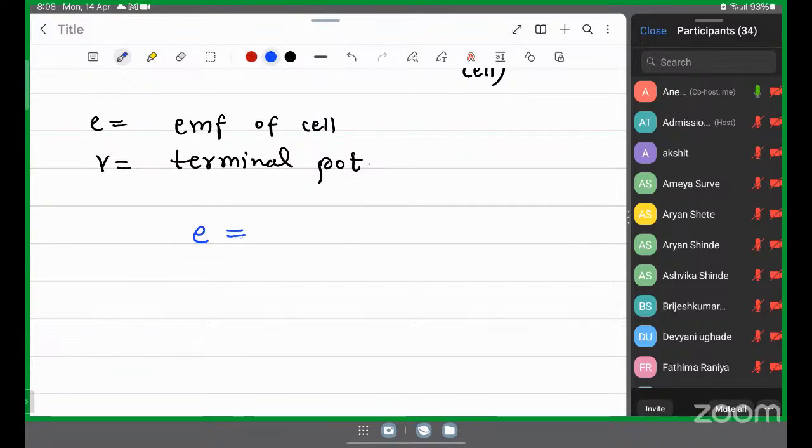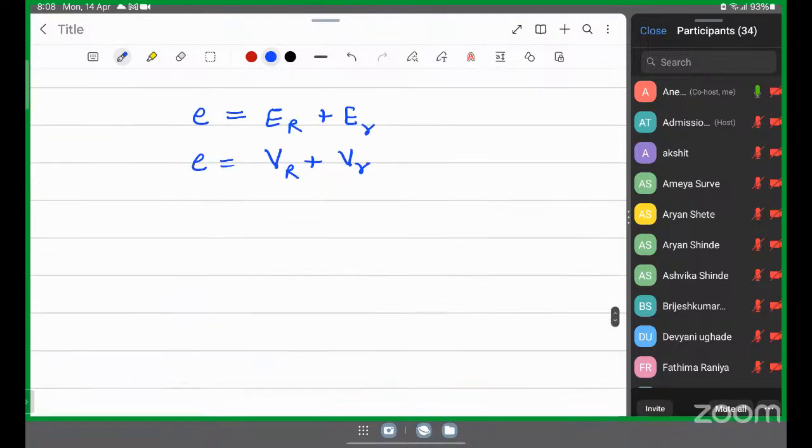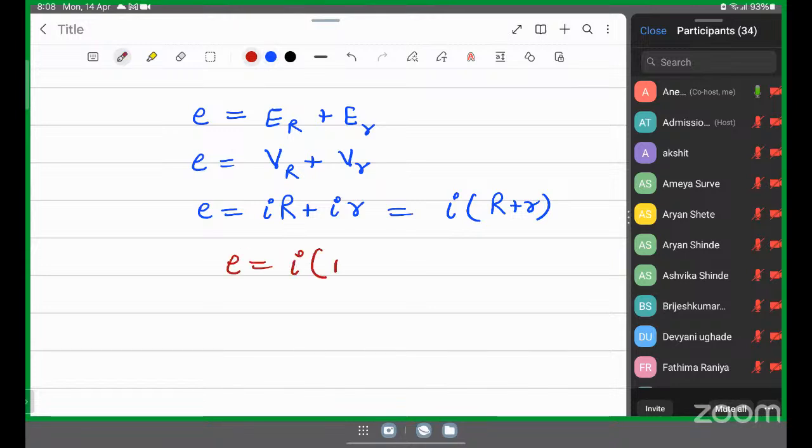Total potential or total energy of the cell is E, and this total energy will be utilized in energy to flow charge through capital R plus energy to flow charge through small r. So E can be given as V at R plus V at small r, which means the potential drop for capital R and the potential drop for small r. So E will be I into capital R plus I into small r. If you take I common, this will be R plus r. This is a very important relation. E is equal to I into R plus r.